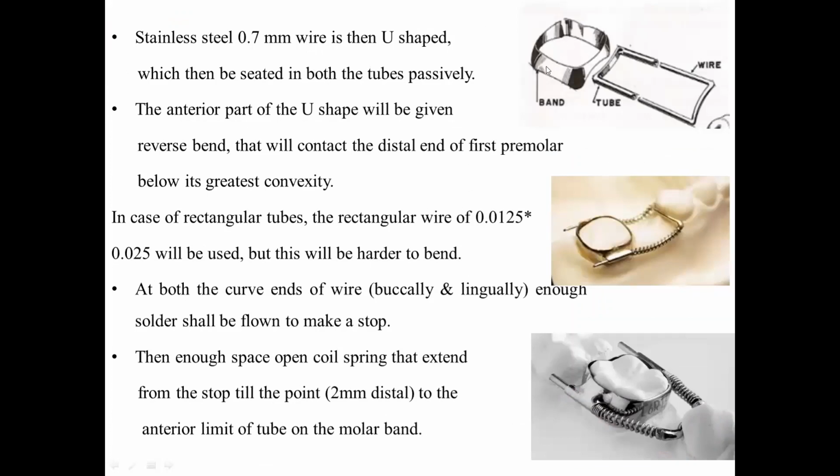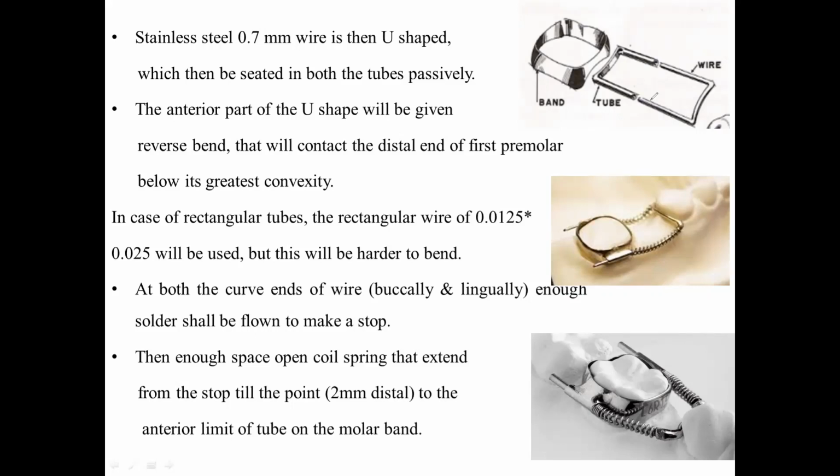Once this appliance is ready, you see here we have a band that we took of the appropriate size of a tooth. We sent it to the laboratory, or you can make it by yourself. You take the appropriate size band, then we take a tube, and this is the wire which is going to cross from the tube. So these are the components of this appliance.